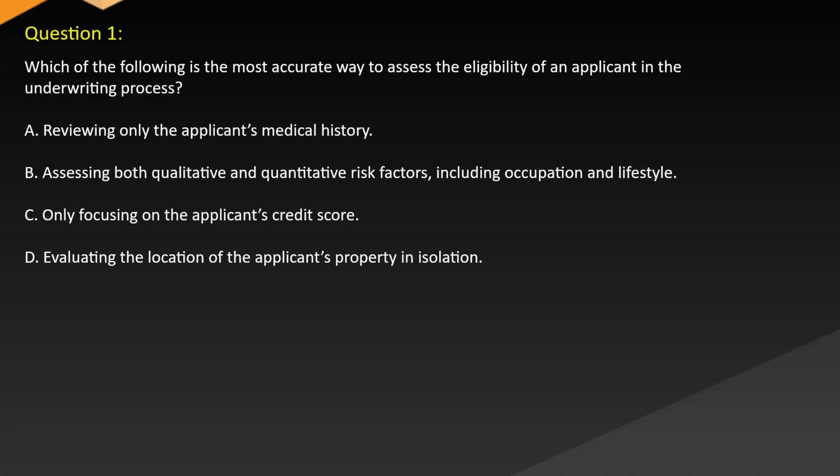Question 1. Which of the following is the most accurate way to assess the eligibility of an applicant in the underwriting process? A. Reviewing only the applicant's medical history. B. Assessing both qualitative and quantitative risk factors, including occupation and lifestyle. C. Only focusing on the applicant's credit score. D. Evaluating the location of the applicant's property in isolation.